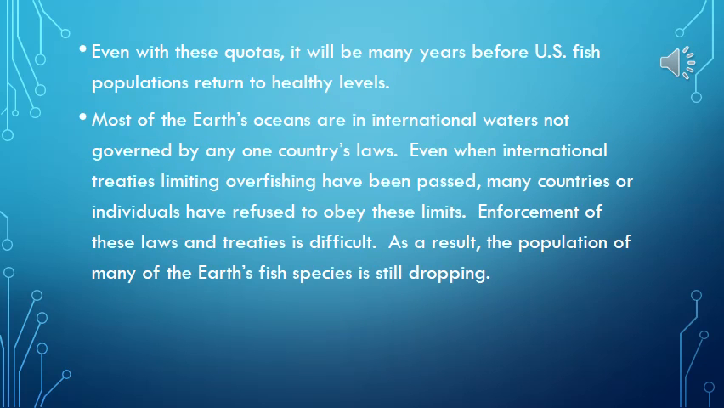Even with these quotas, it will be many years before U.S. fish populations return to healthy levels. Most of the Earth's oceans are in international waters not governed by any one country's laws. Even when international treaties limiting overfishing have been passed, many countries or individuals have refused to obey these limits. Enforcement of these laws and treaties is difficult. As a result, the population of many of the Earth's fish species is still dropping.